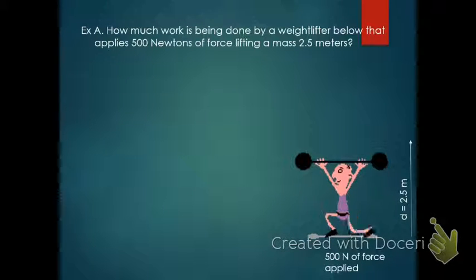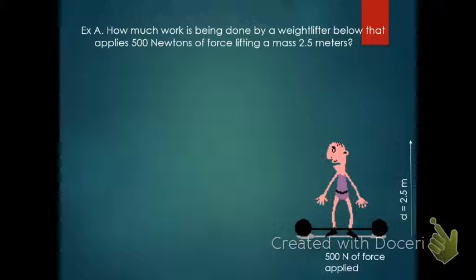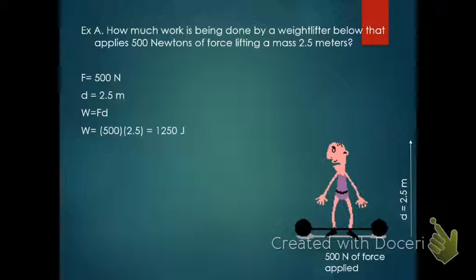How much work is being done by the weightlifter below that applies 500 newtons of force, lifting a mass 2.5 meters? So again, remember, work is equal to force times displacement, which is F times D. So your F is 500, your D is 2.5 meters. That's going to be equal to 1,250 joules, okay?